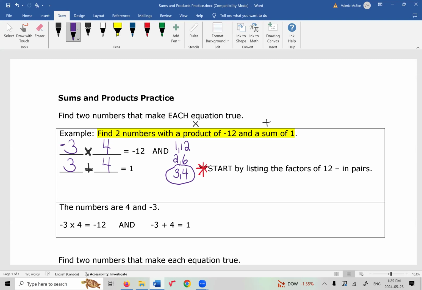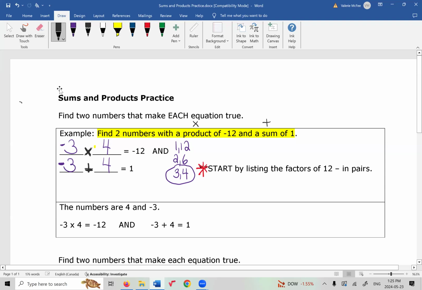You need to have the same numbers in both equations. If you don't have the same numbers in both equations, it's not done correctly. -3 multiplying 4 is -12. -3 plus 4 is +1.